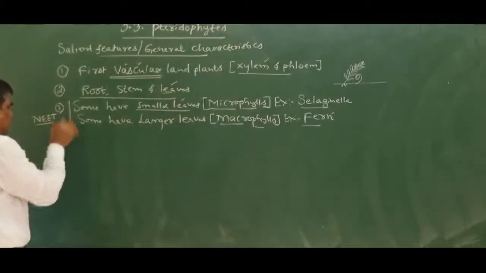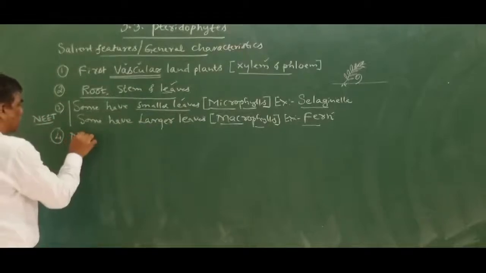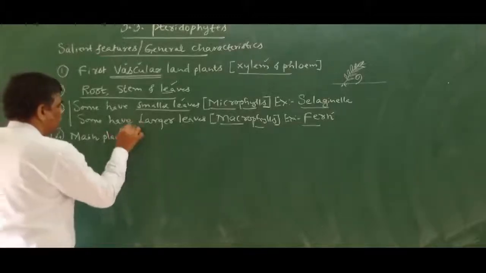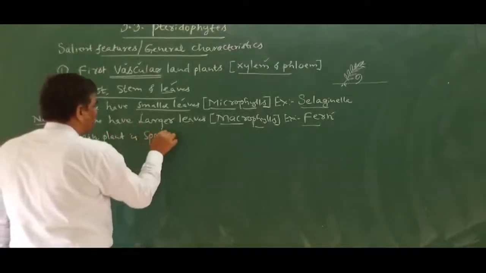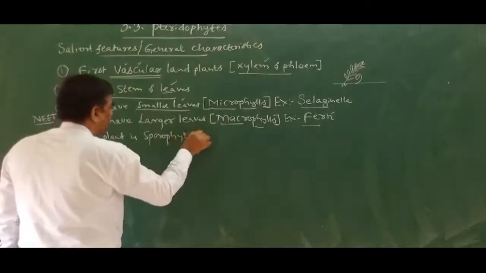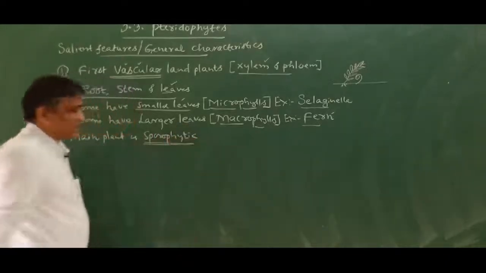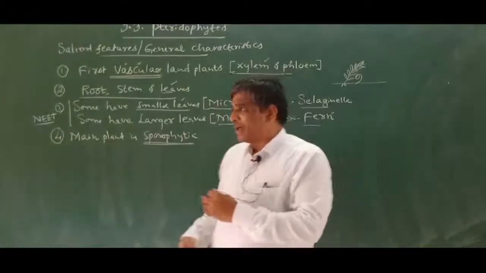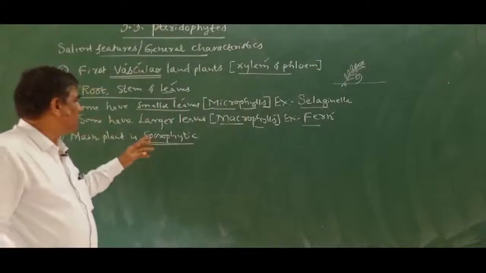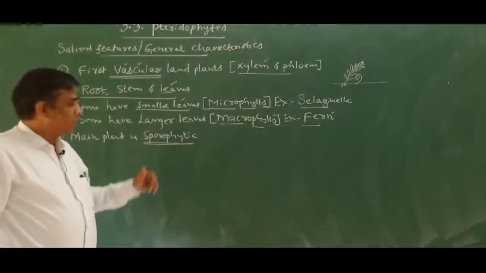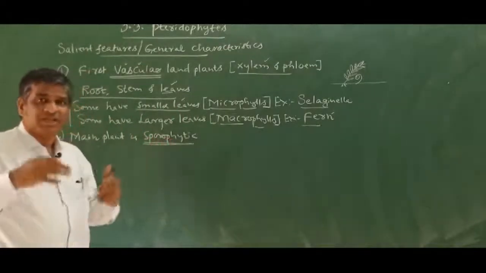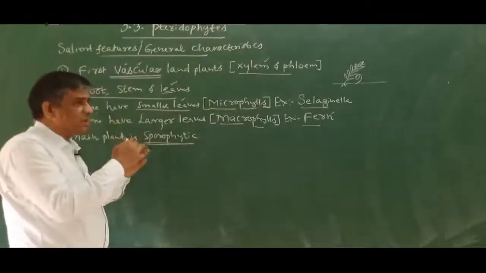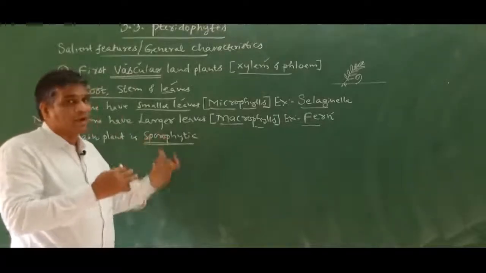And in these plants, the main plant body in their life cycle is sporophytic. Please remember, whatever plants they may be, alternation of generation is present, as I have already explained. They have a sporophytic stage in their life cycle as well as a gametophytic stage. One of the two stages is the dominant one.